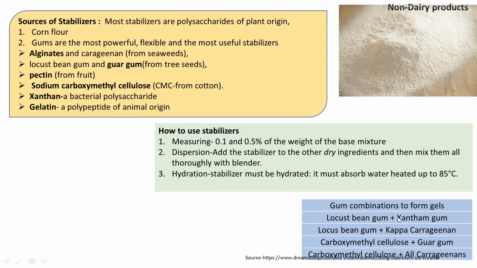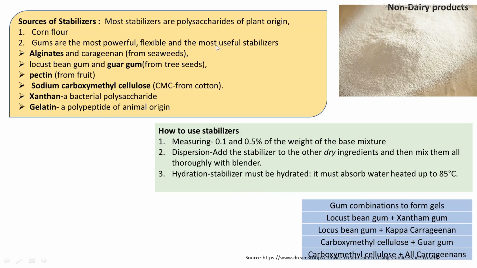These are the examples in which we can use one single stabilizing agent, or maybe a combination of one or more stabilizing agents with proportion. In the market, a number of stabilizing agents are available with different proportions.